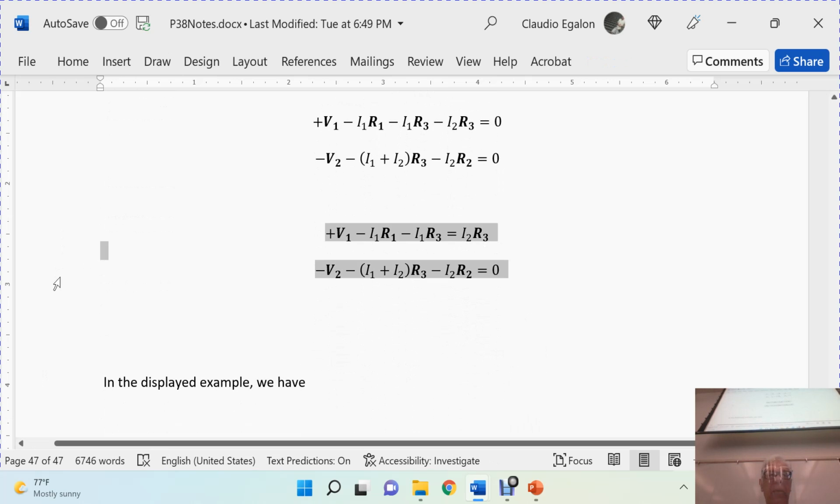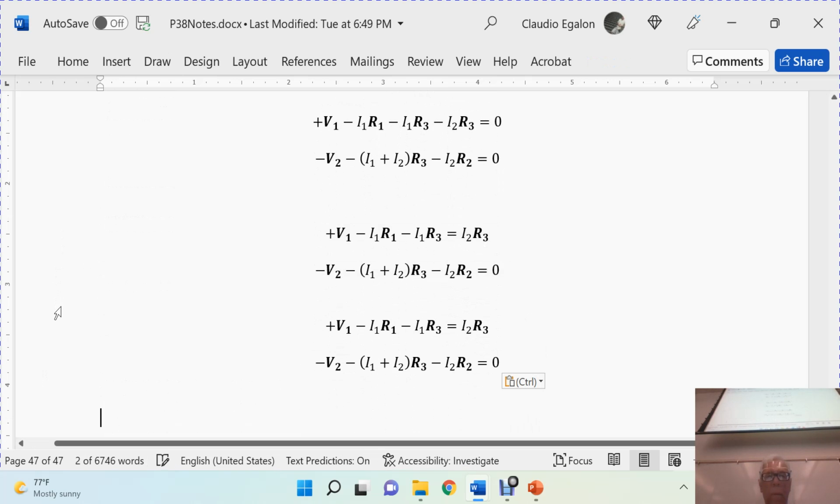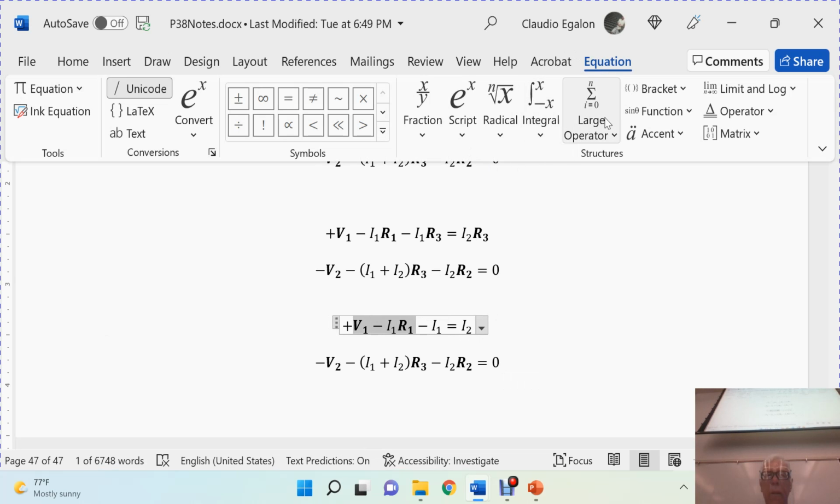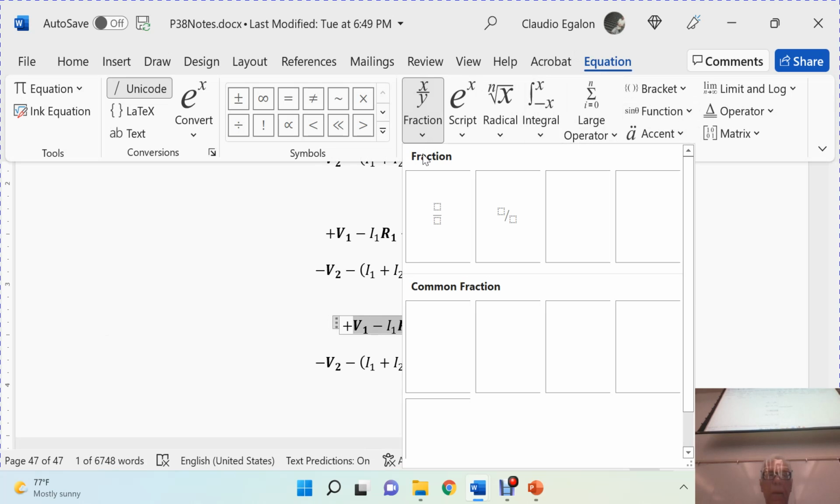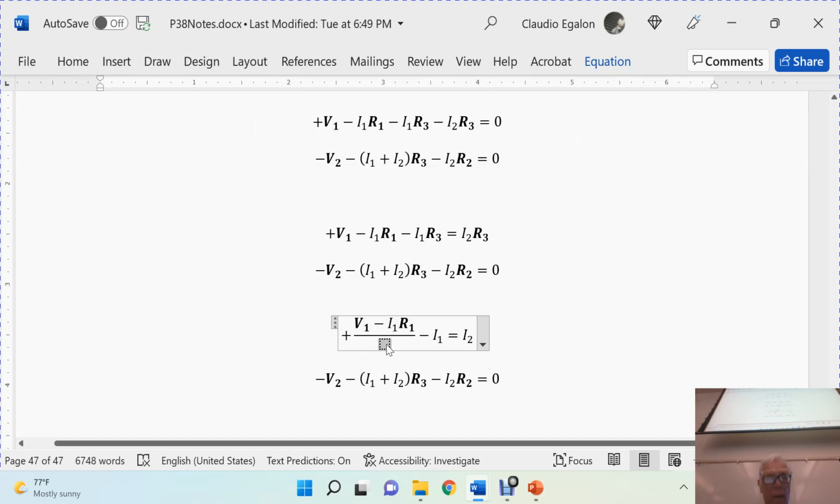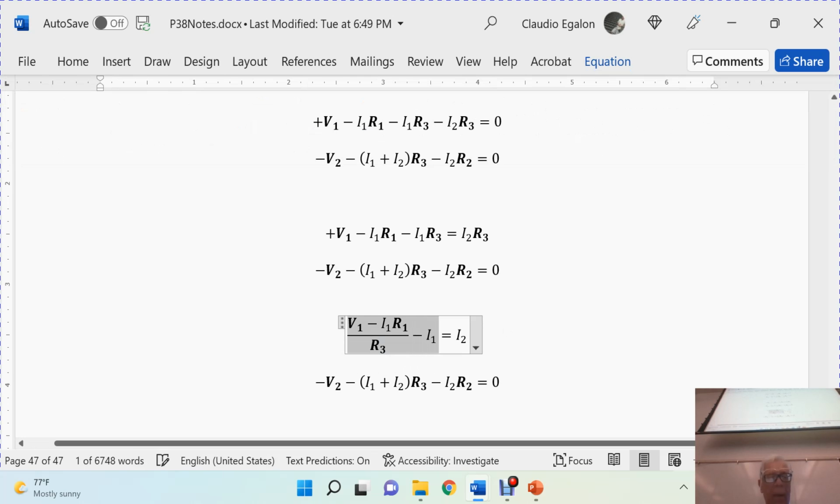Okay, next step, divide by R3. This R3 cancels out. Divide by R3, here you go. That's what my I2 looks like in terms of I1.